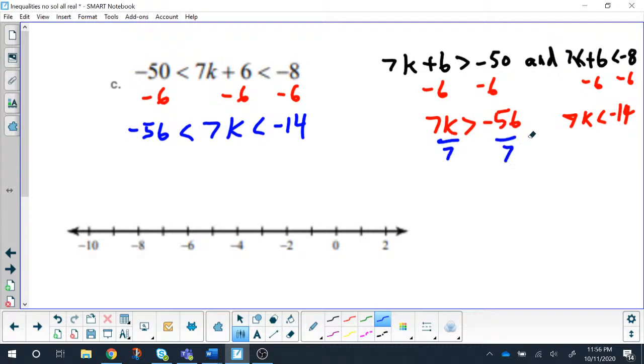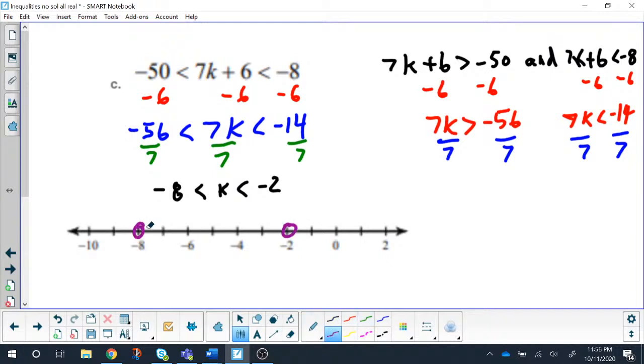We divide both sides by 7, and we can show that by just kind of dividing everything by 7. We can take care of it all together here, and that leaves us with k is greater than negative 8, and it's less than negative 2. So my solution set goes from negative 8 to negative 2, and I shade everything in between. Notice the boundary points are not included in the set. I don't have equal to here, so those are hollow points.